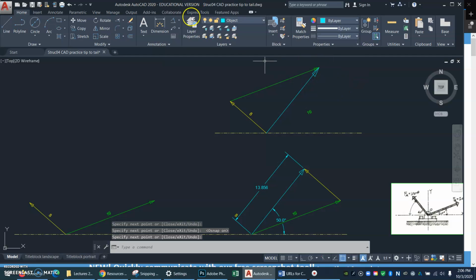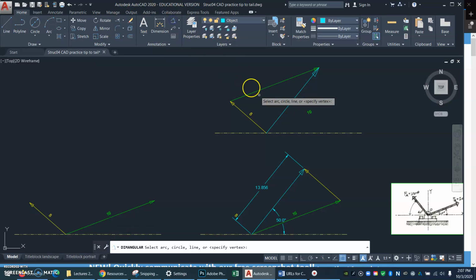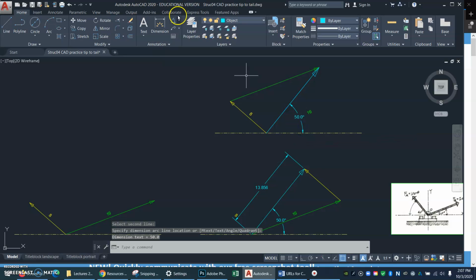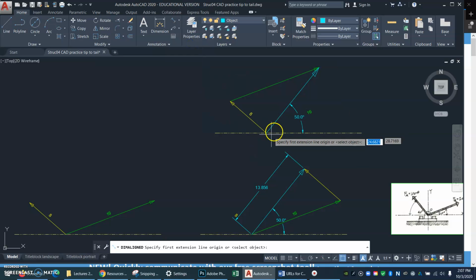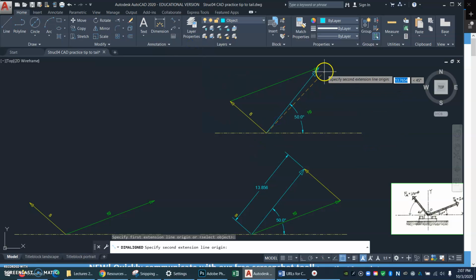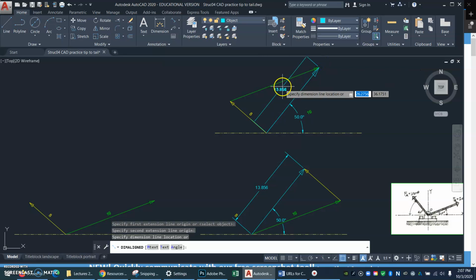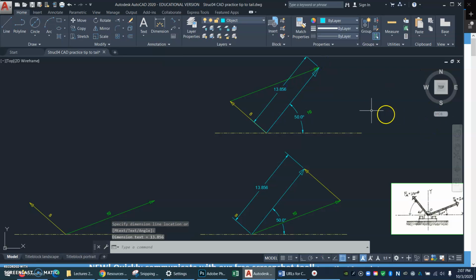And look, that line is also, hello, angle command, 50 degrees. And I betcha it's also 13.856. What do you bet? Yes, it is. So I got the same result either way. All right, so that's fine.